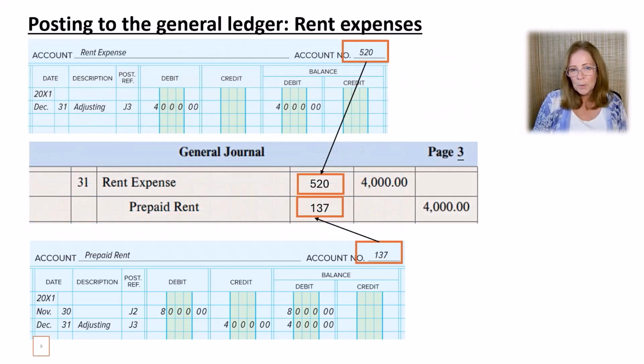Once the entry is posted, we update the posting reference column of the journal entry to show the account number 520 for rent expense and account number 137 for prepaid rent.